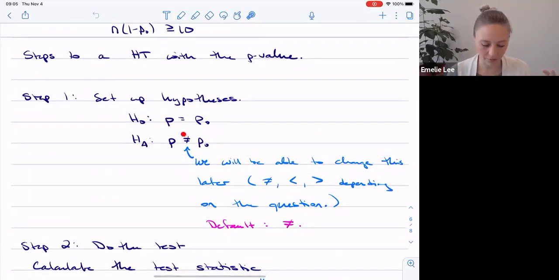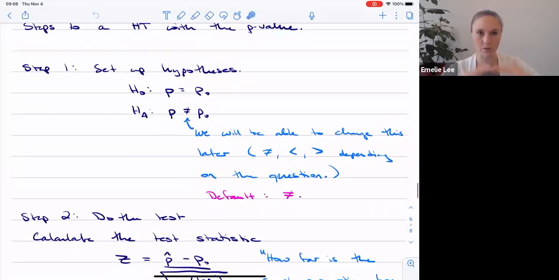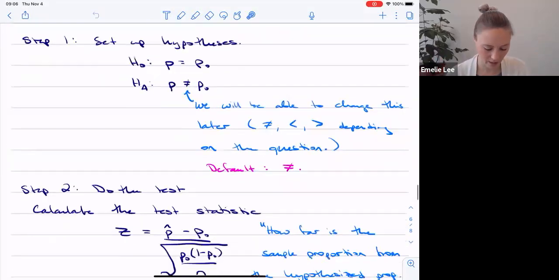We're going to focus on a two-sided test, and I'm going to talk about today why that is. You could do a test for less than or greater than, depending on the question, but the default is a not equal to. So for us, we're just focusing on the not equal to situation, which we call a two-sided test, because we want to look at both sides.